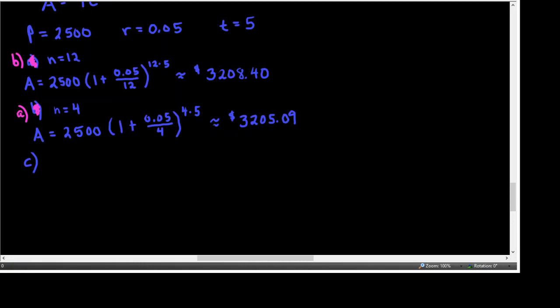So that means we're using the other formula. So that's going to be A equals PERT. So the principal is 2,500 times e to the r, which is 0.05, times t, which is 5. Type that in your calculator, and you should get $3,210.06.